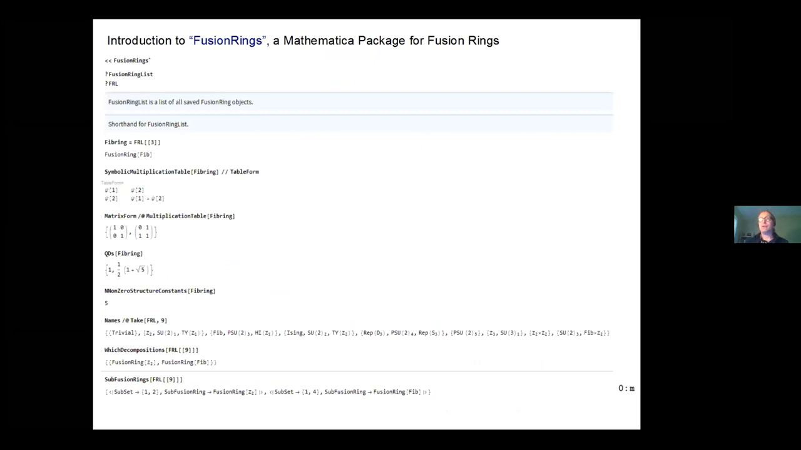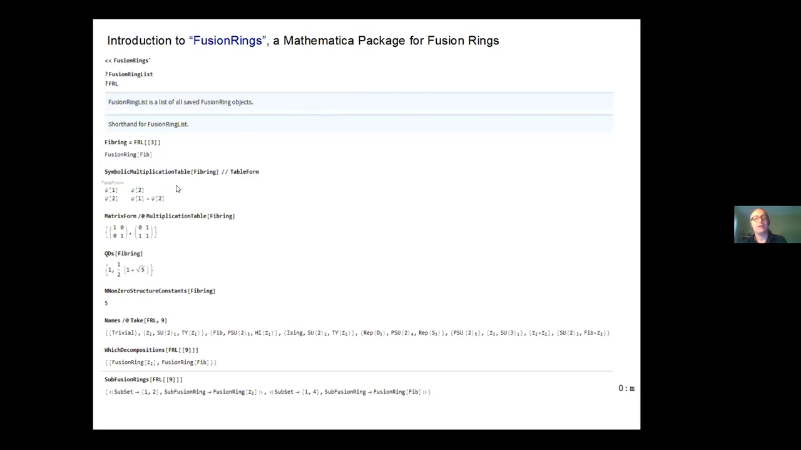Okay, now, next thing is we take all of our information and stick it in a Mathematica code so that we can actually do something with fusion rings. So just a quick introduction. You go into Mathematica, say import fusion rings. One of the things that it imports automatically is this fusion ring list, which is just a list of all our saved fusion ring objects. And then I can say, for example, the third element in fusion ring list, let's call that fib ring. That's not a coincidence, because that's actually the Fibonacci ring.